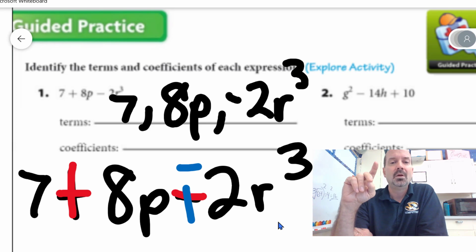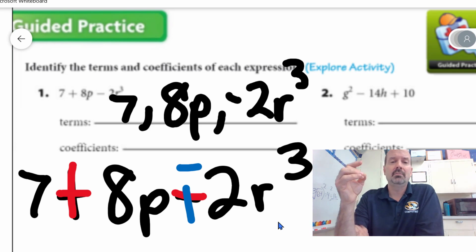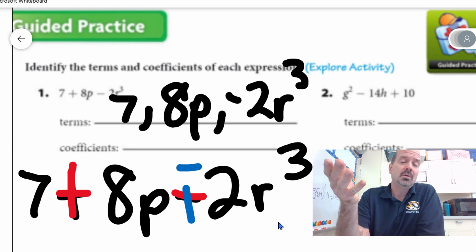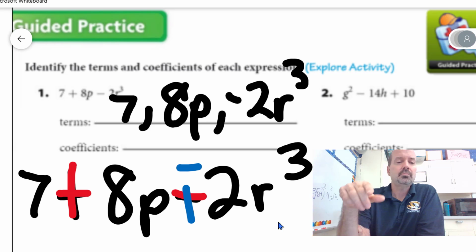Got that? The next one is coefficient. A coefficient is a number that's stuck to a letter, or if it's just a letter like x, the coefficient would be 1 because you could put an invisible 1 there. So that's what a coefficient is. It's a number stuck to a letter, or it's a 1 if there's no number, okay?